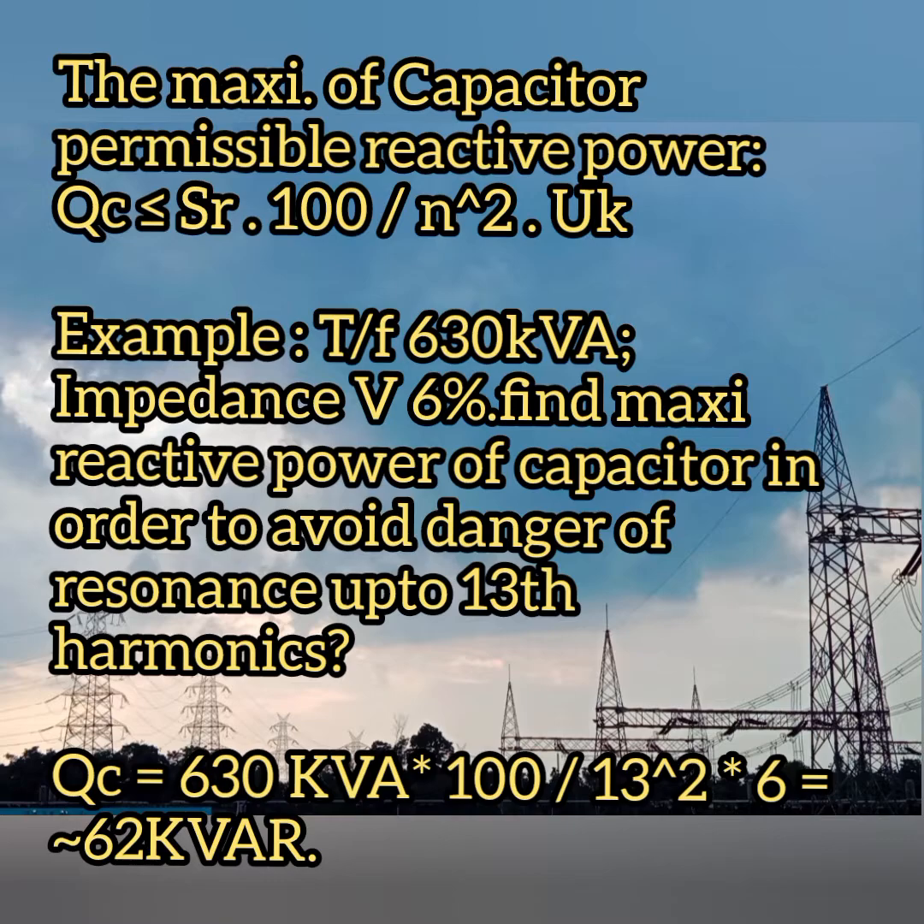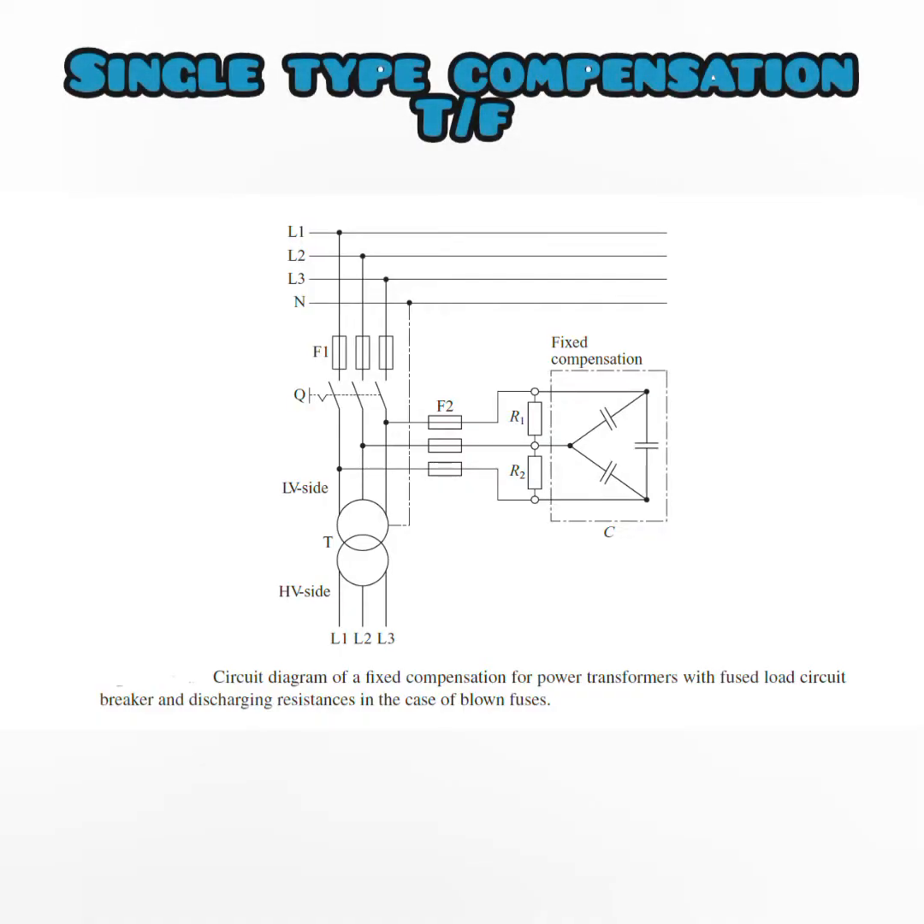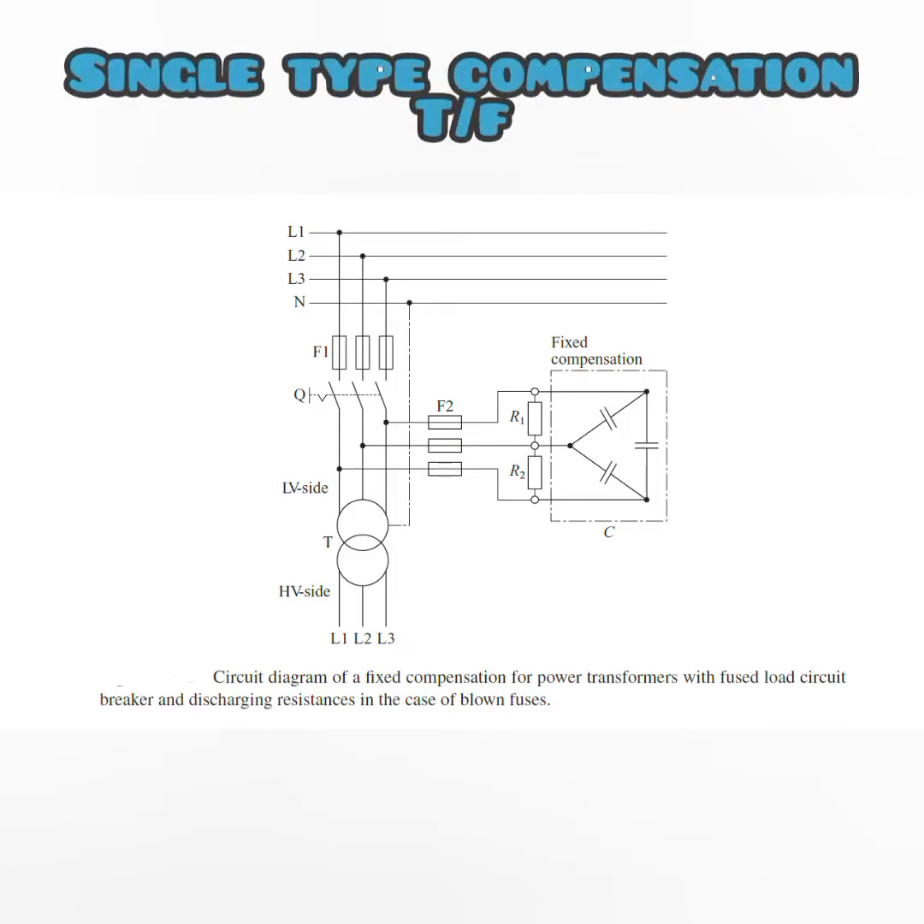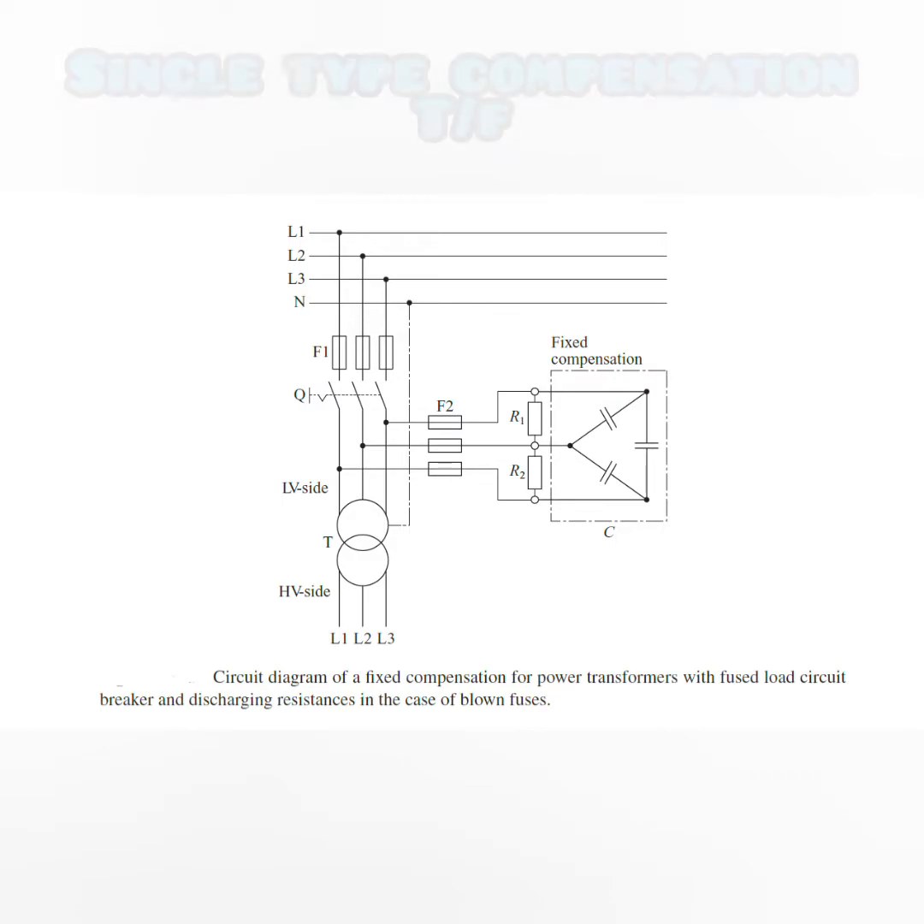So in here already we have known the values, so we have just implemented the values as given in your example, and we have found the total reactive power capacitor is approximately 62 kVAr. So this is the connection of your power transformer with a parallel connection of your fixed compensation as required for your system.